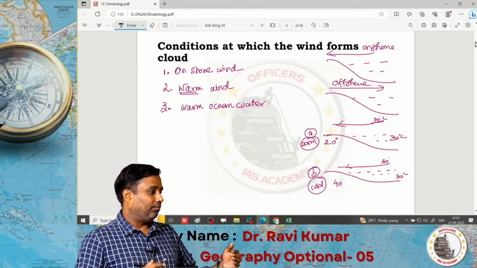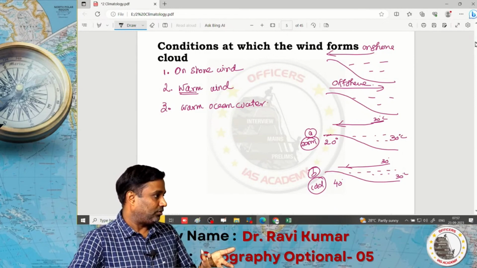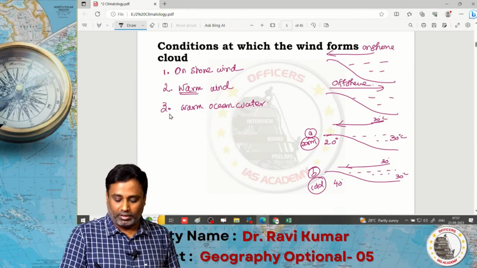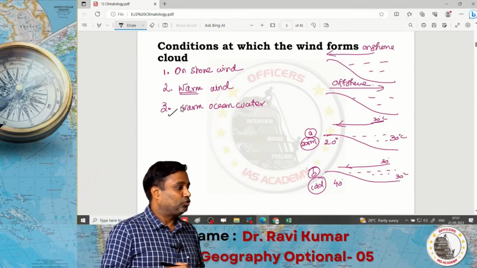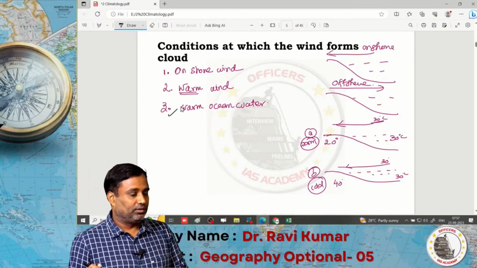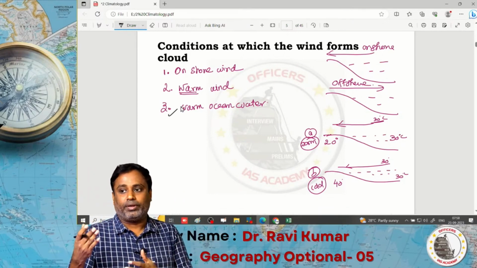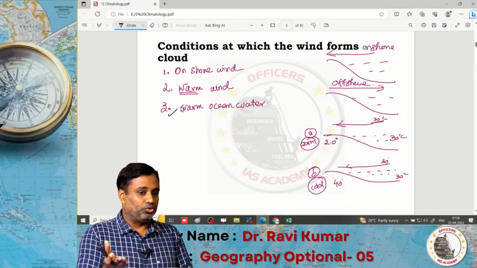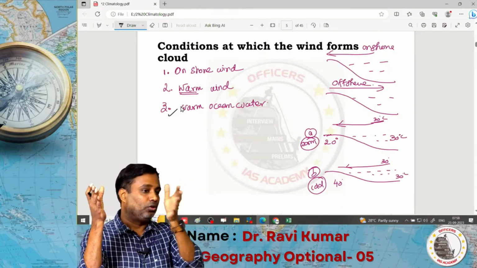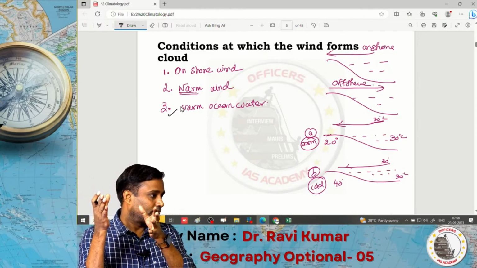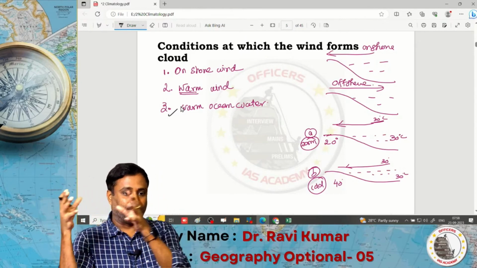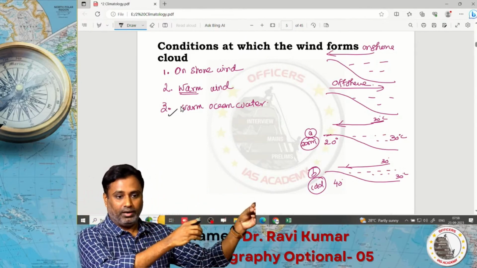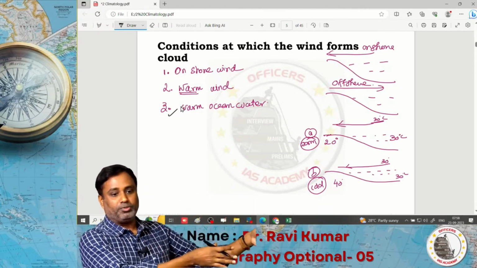Wind can be a warm wind, but there should be a supply of moisture. That is the third important component, the moisture supply. There should be a warm ocean water. The temperature should have enough capacity to evaporate the water from the ocean surface to supply the onshore wind system. Then only the wind system will pick up the moisture, enter into the land, cool and precipitate.